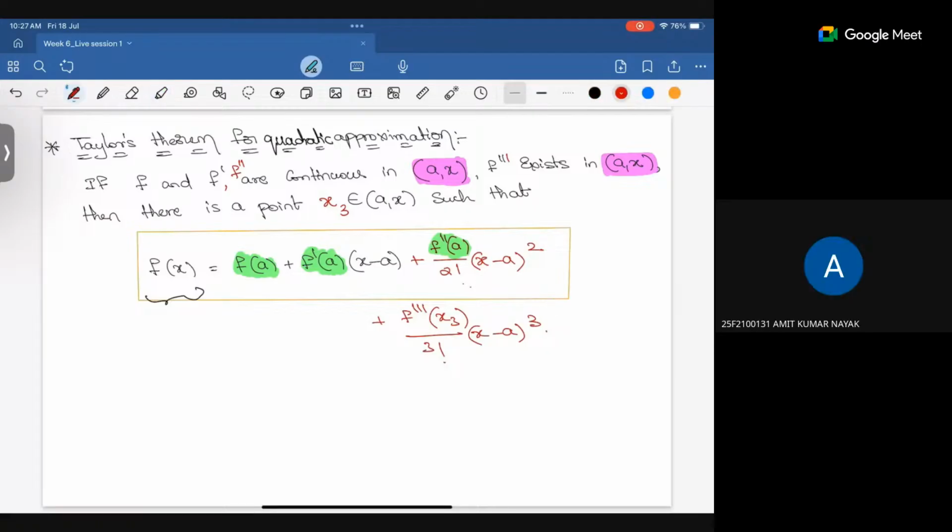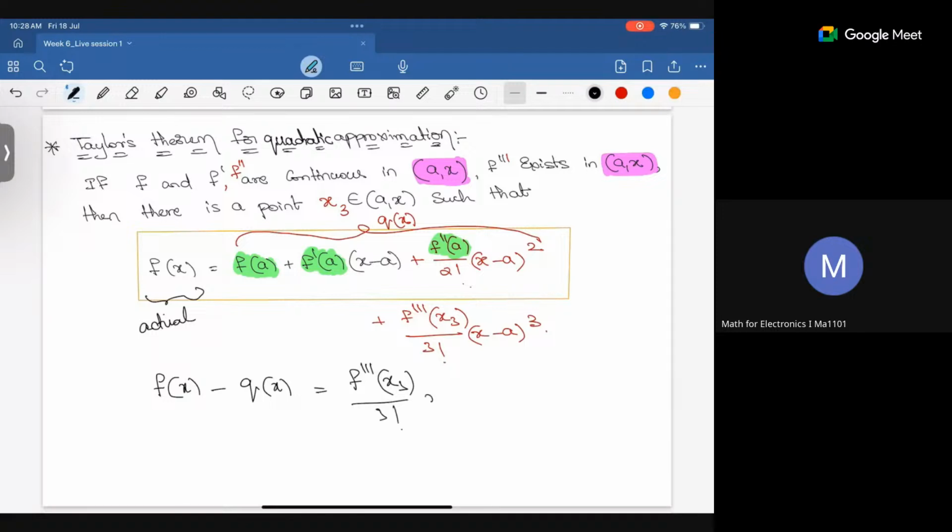Sir, I have a doubt. The last term gives the error of the quadratic approximation, am I right? The first three terms are q of x, and this is the actual function value. This is the actual value, and this is the approximation. The difference between these two will be the error, right? So f of x minus q of x is nothing but this term.